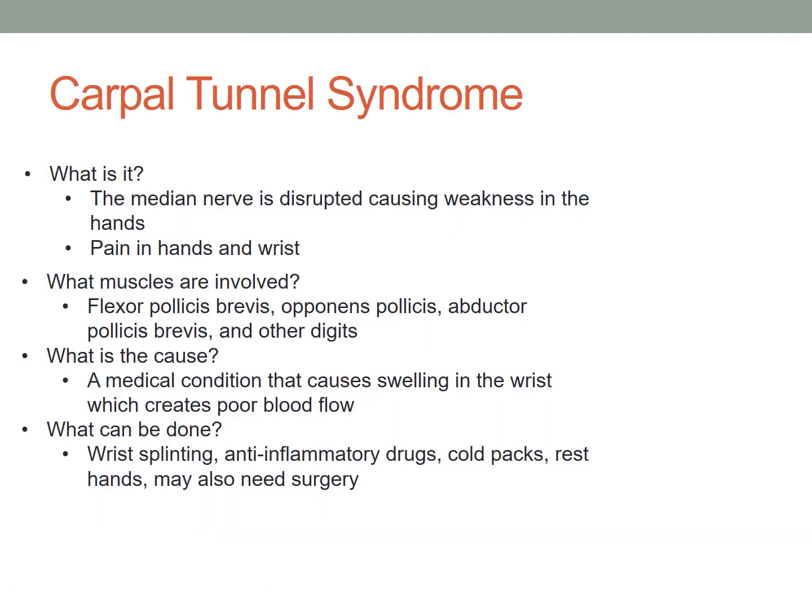So the injury that I chose, or one of the injuries that I chose, was carpal tunnel syndrome. This deals with the median nerve and how it gets pinched or disrupted in the carpal bones, which causes weakness and pain in the hands and wrist. So it deals with the muscles in your hands and the wrist.